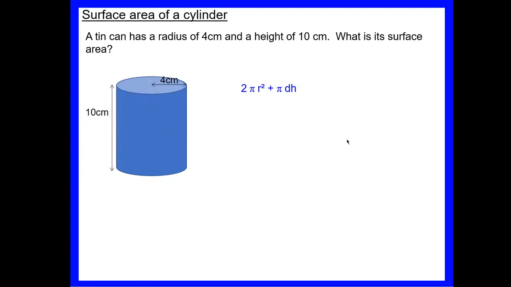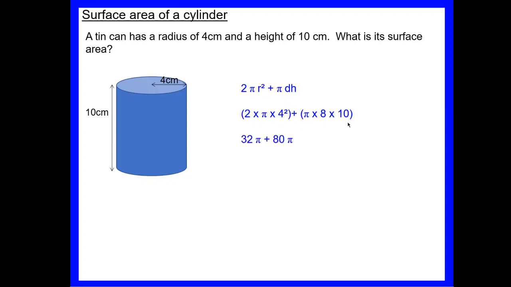Now all we've got to do is substitute in the numbers in the appropriate places. So we need to know the radius, which we know is 4. We need to know the diameter. Now if the radius is 4, the diameter must be 8. And we need to know the height, which is 10. So we know all the information required, so we can put it into our formula. Our first part then: 2 times pi times 4 squared, so that's the circles on the top and bottom, plus pi times 8 times 10, that's the bit around the outside.